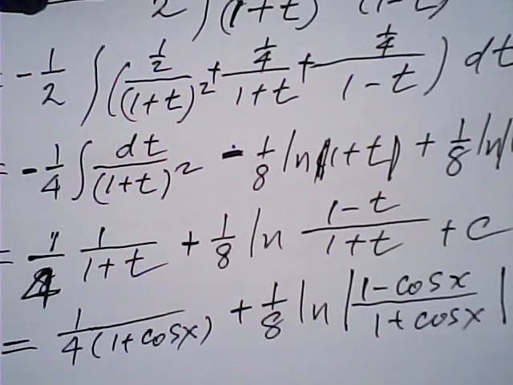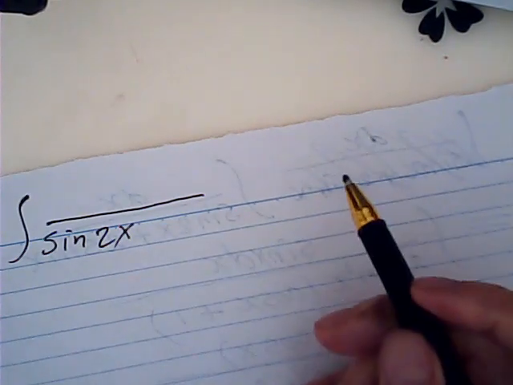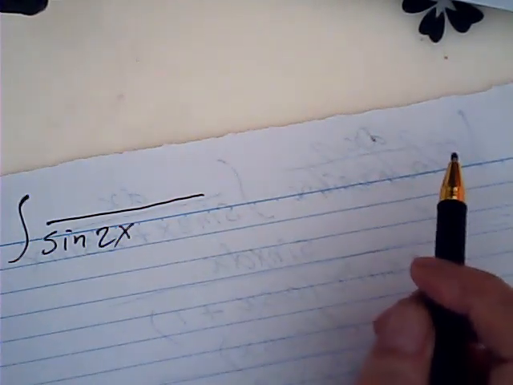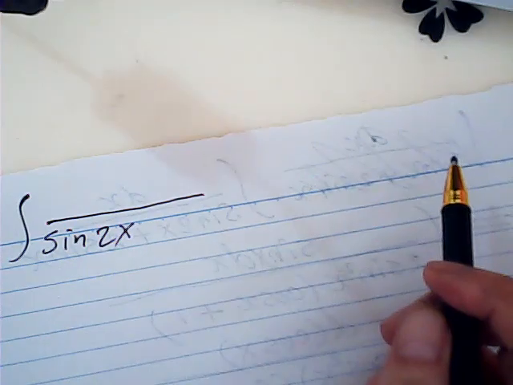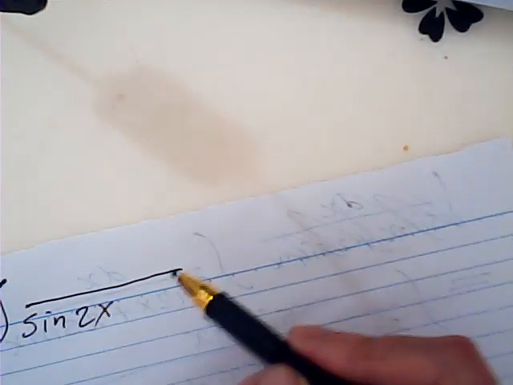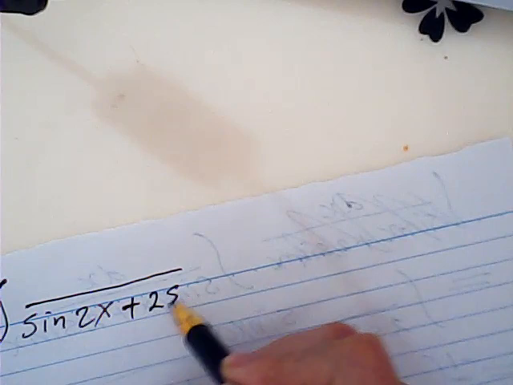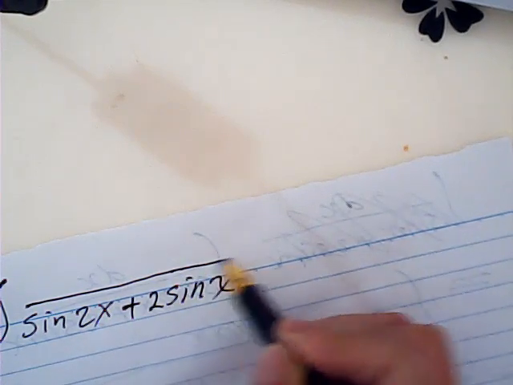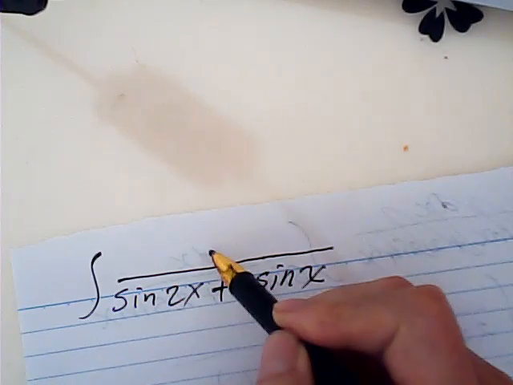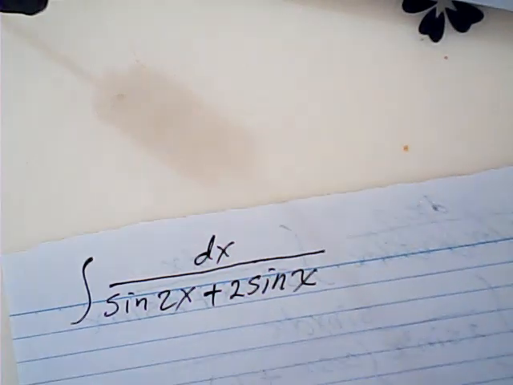Okay, method 2. Now let me write this time carefully. Okay, this is sine 2x plus 2 sine x, and then dx. Okay, that's the question.